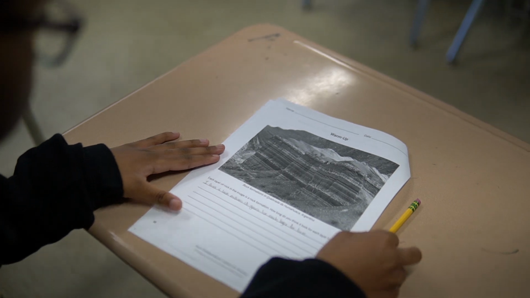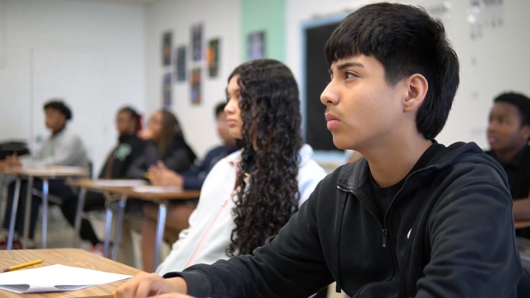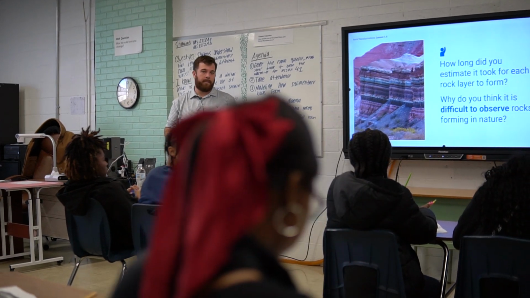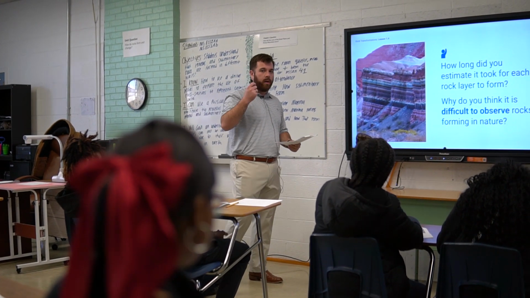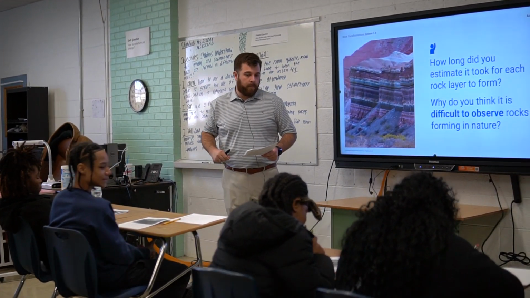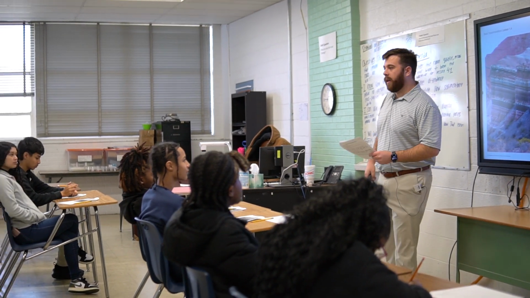We got it. You got it? Yeah. Okay. So how long did you estimate it took for each rock layer to form? Somebody raise your hand. Michaela. I think it took millions of years for each rock layer. Okay, millions of years. All right, calling somebody else. I think the rock formation would take about over a billion years. Over 1 billion, that's a long time.